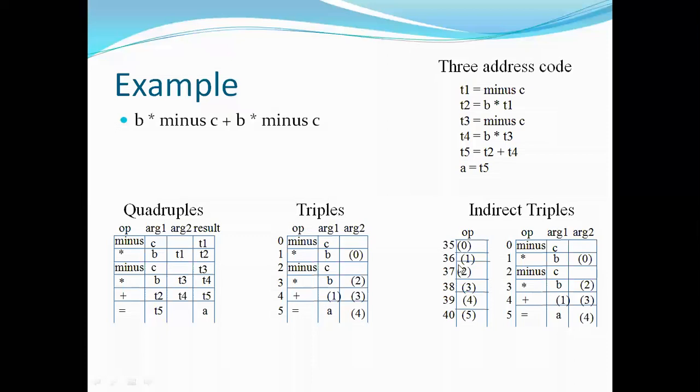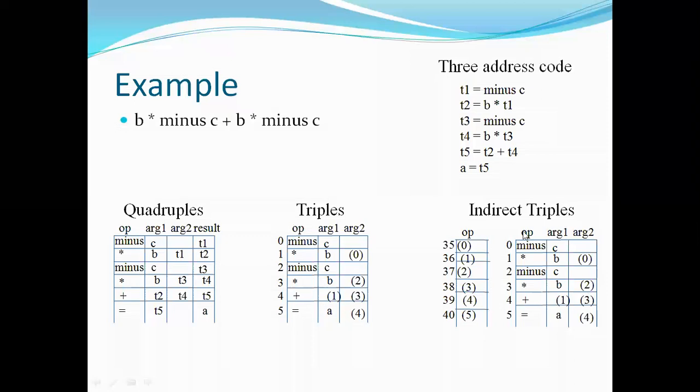It may be 35, 36, 37, 38, 39, 40, or 10, 11, 12, 13, 14, 15, or 10, 20, 30, 40, as you wish. Here we do not have any constraints that only this set of numbers should be used. It is our wish to give any number for the 0, any number for the 1, any number for the 2, and for the 3, 4, and 5, right?